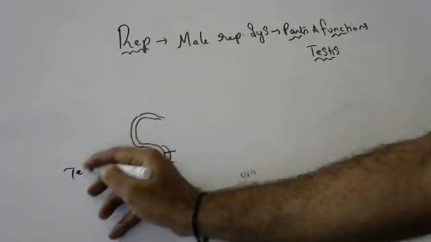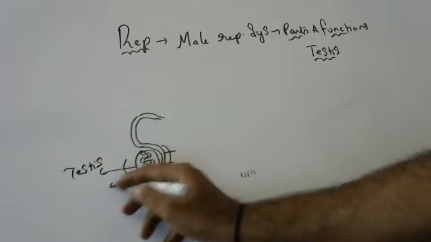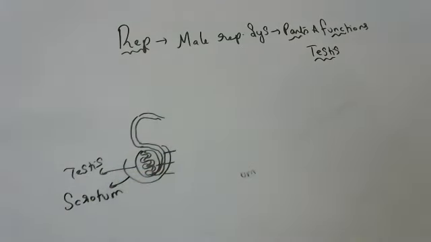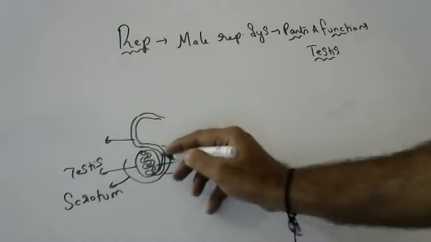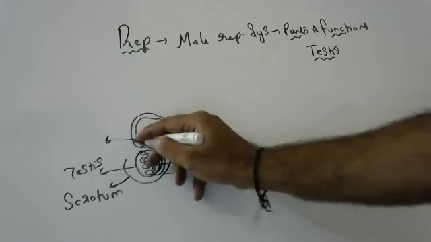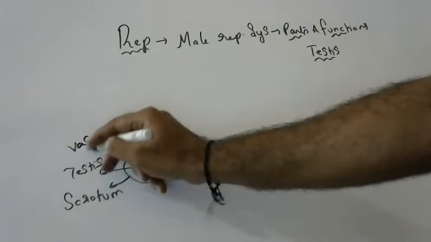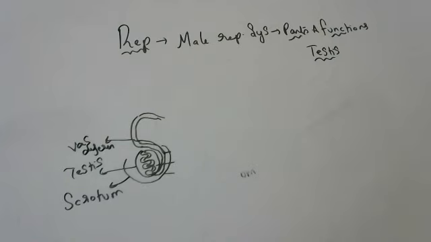This is called testis, children, and this is called scrotum. Some people say scrotal sacs also; anything is okay. And this is called the vas deferens, children. Please see here, children. No one should unmute your videos or audios. Vas deferens.